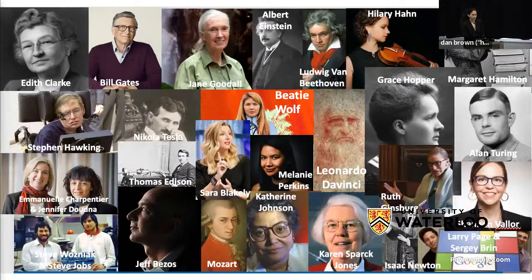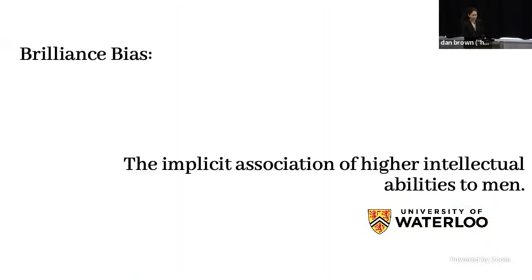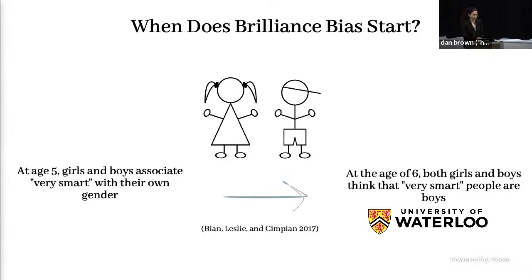And what we want to do in this presentation is bring attention to what's called brilliance bias. So brilliance bias is the implicit association of a higher intellect to men. Now, when does this brilliance bias start? Recent psychological studies have established that at the age of 5, girls and boys tend to associate very smart with both of their genders equally.